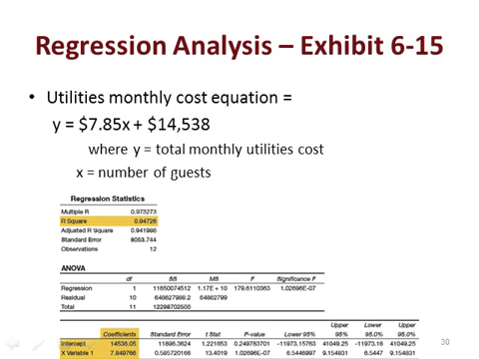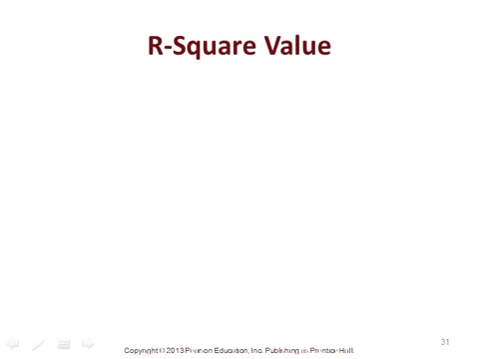And this is where y is equal to my total monthly utilities cost, and x is equal to my number of guests. So this is really talking about a monthly utility. My monthly utility bill to maintain my hotel, we're going to say, is $14,538, even if I don't sell any rooms. But when I start selling rooms, then that increases by $7.85 for each guest that I get. And so this is how we can use this regression analysis to help us understand that. And then we have to talk about what this R squared value of 0.94 is.